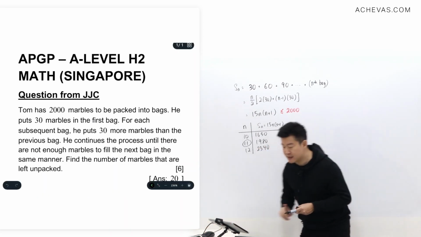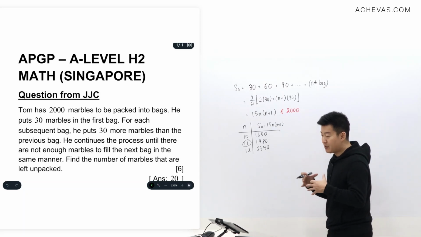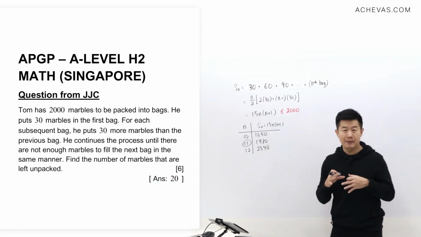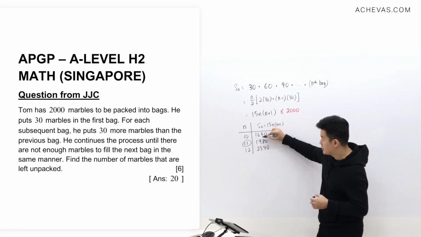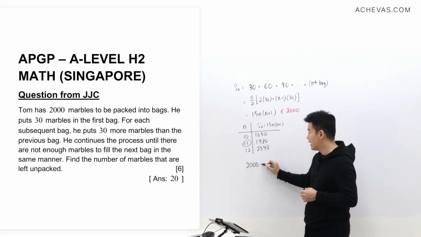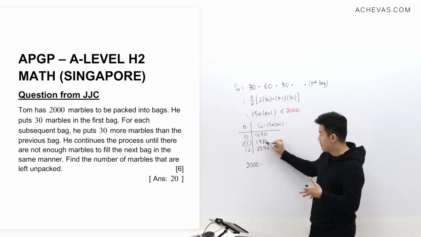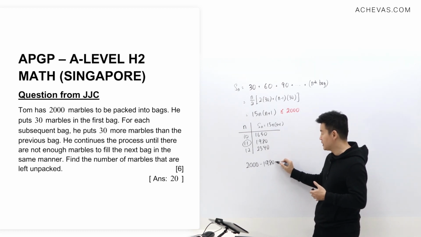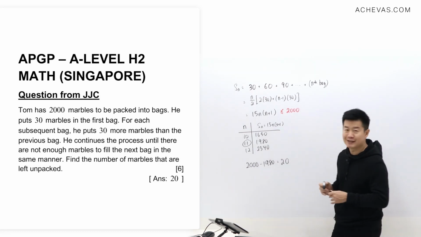To answer this question, we need to find the number of marbles that are going to be left unpacked. This is the number of marbles that are packed, so the number of marbles left unpacked will be 2000 minus the number of marbles that are packed. My answer here is 20.